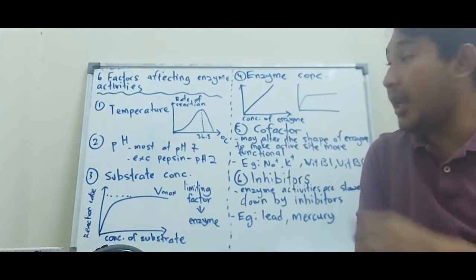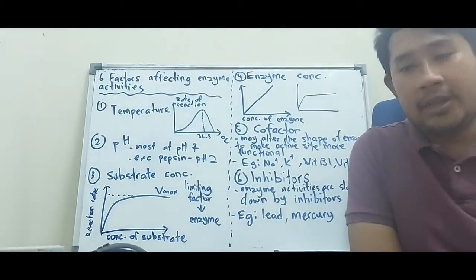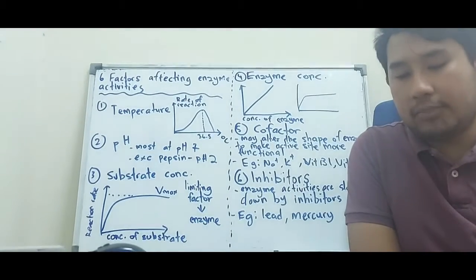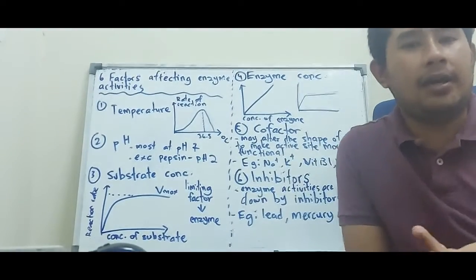Okay, so now let's see 6 factors affecting the rate of activity of enzyme or the enzyme activity. Okay, number 1, the temperature. Temperature, okay, it's not that hard to understand.